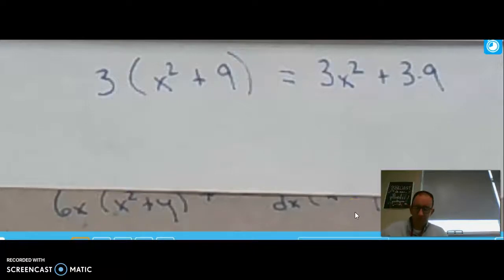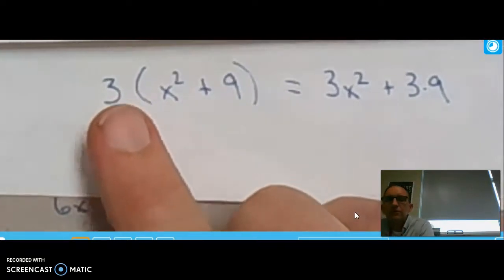So I'd like to spend a little bit of time talking about question number 6 on the implicit differentiation assignment. The issue that a lot of students have had with this question has really been about the distributive property. It's not about the calculus. So let's take a look at the distributive property.